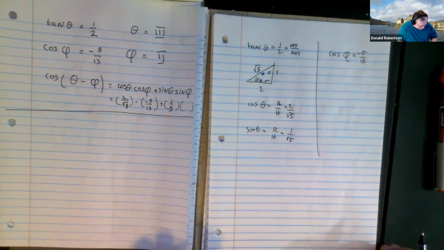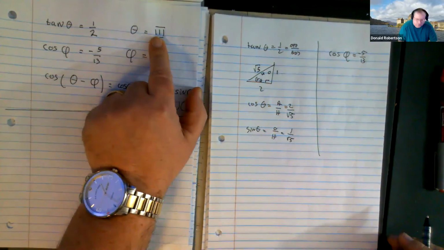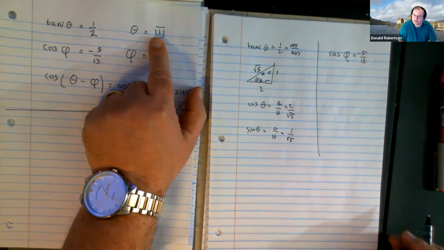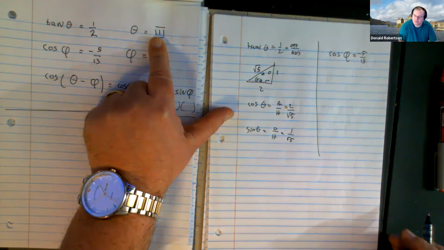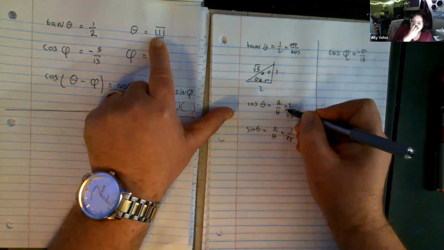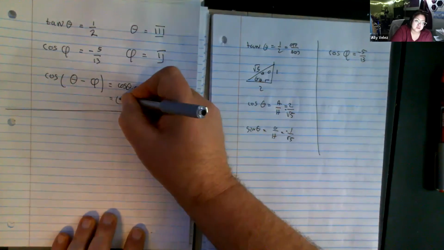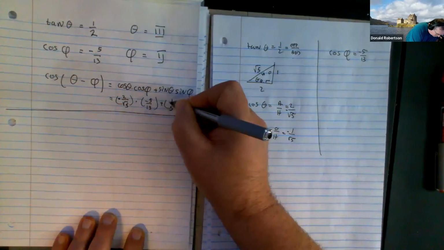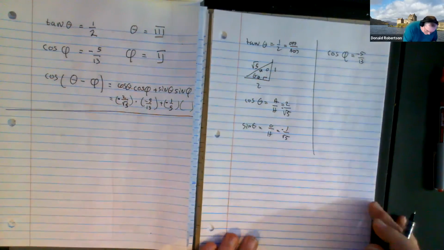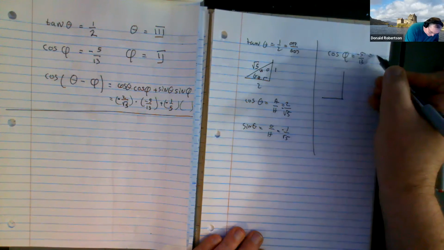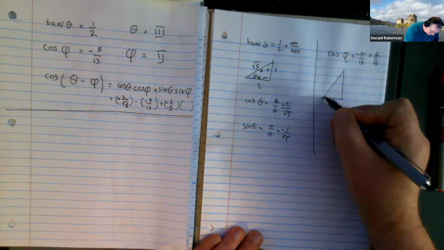Oh, I almost forgot. Theta is in the third quadrant, isn't it? What's the cosine in the third quadrant, positive or negative? Negative. Right, so that should have been a negative. What's the sine in the third quadrant? Negative. So these two are both negatives. Glad I caught myself.